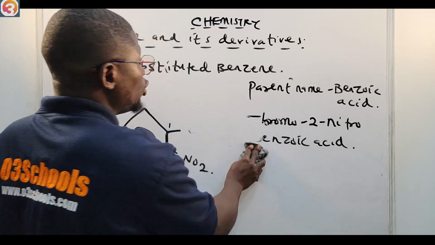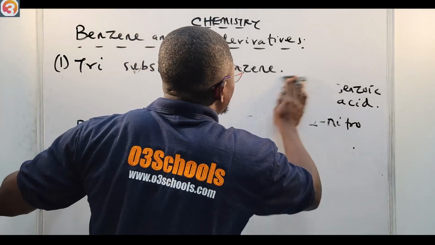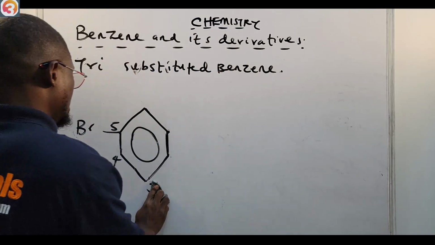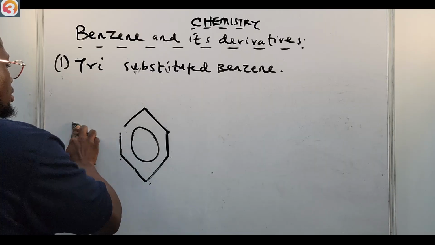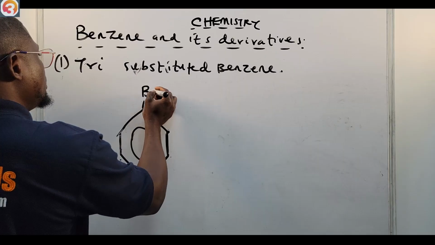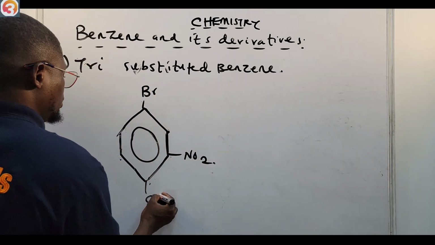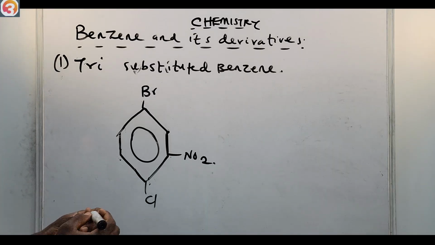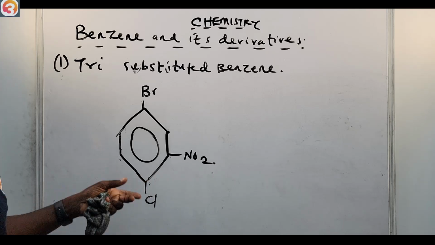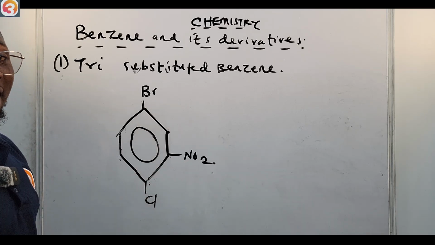Let's say we have 3 different groups that do not have a parent name. Like let's say we have a halogen, we have a nitro group, and then another halogen. Let's say here we have bromine, then here NO2, and here chlorine. So what do we now call this compound? None of the groups attached here has a parent name with benzene. This one is called nitrobenzene, this one is bromobenzene, this one is chlorobenzene. All of them carry the name of their group.